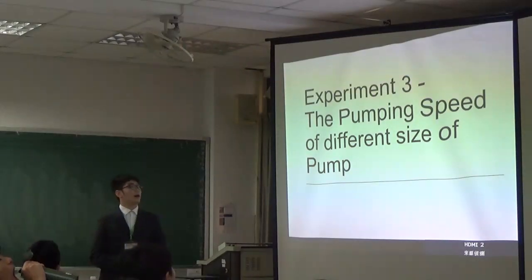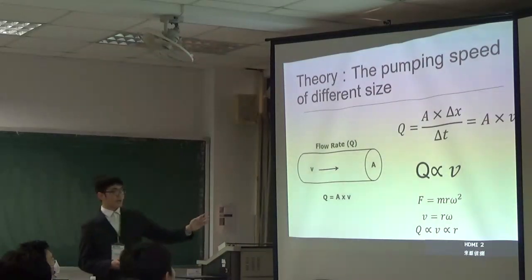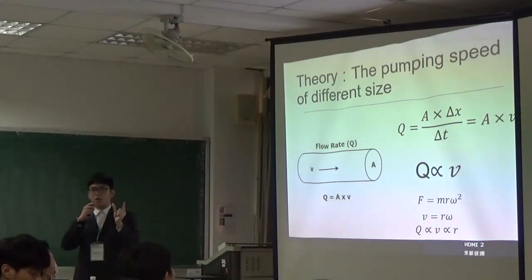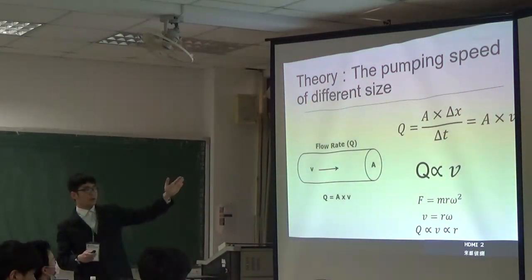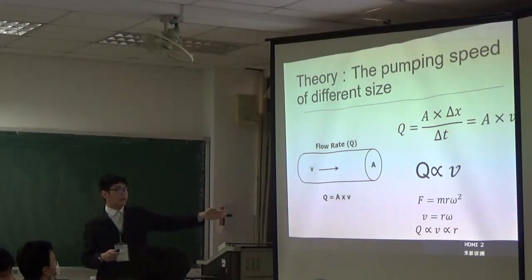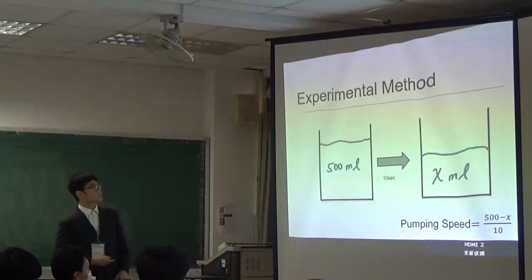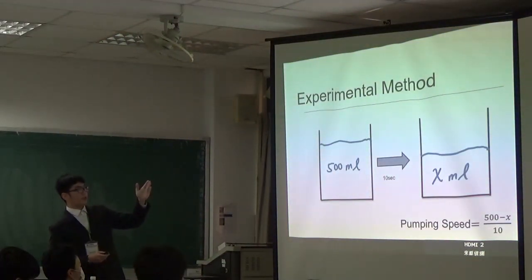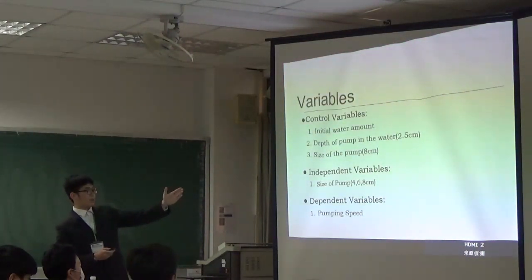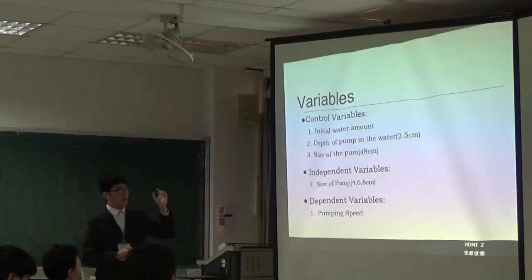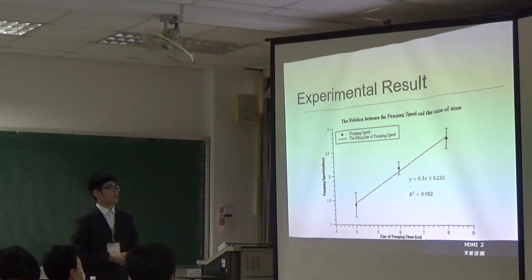The third experiment is about the pumping speed of different sizes of the pump. And this is the theory. If the size of the pump is larger, the radius of the upper pump will be larger too. So that means it will have a bigger centrifugal force. So I think the flow rate will be proportional to the velocity and proportional to the radius. And the experimental method is the same as the previous one. For the independent variable, I change the size of the pump, where the length of the side is 4, 6, and 8 centimeters. And this is the experimental result.